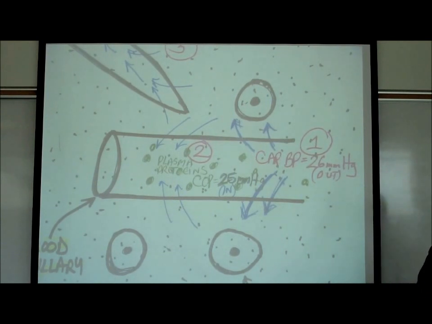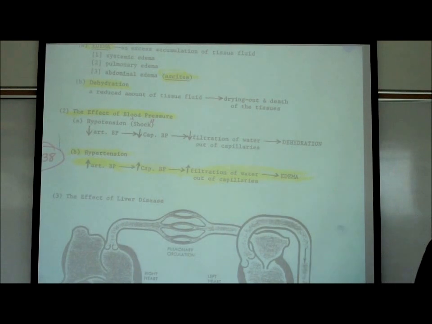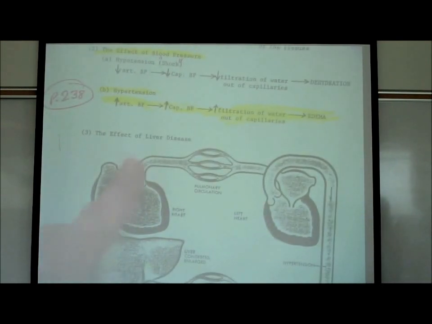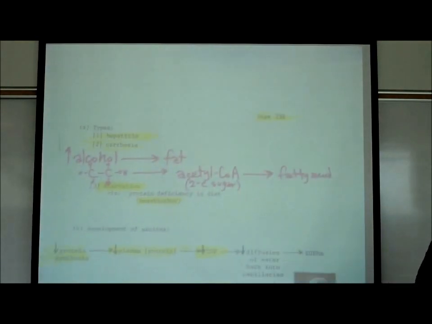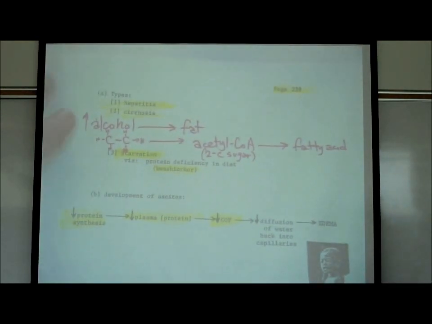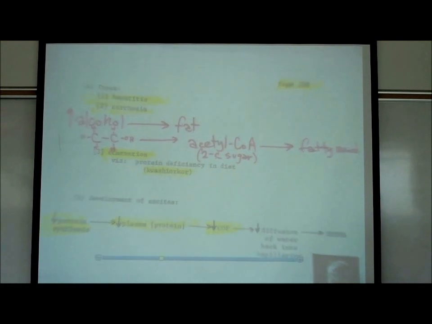Which organ makes these proteins? The liver. So that's why we're now going to look at the liver, the effect of liver disease. On page 239, there are many, many types of liver disorders, and I'm just going to mention a couple.